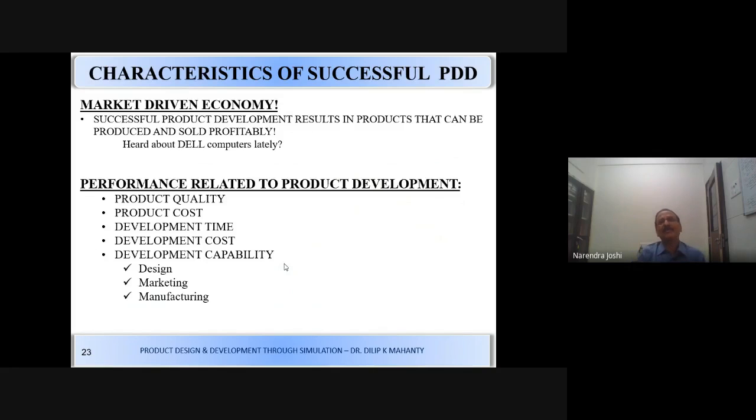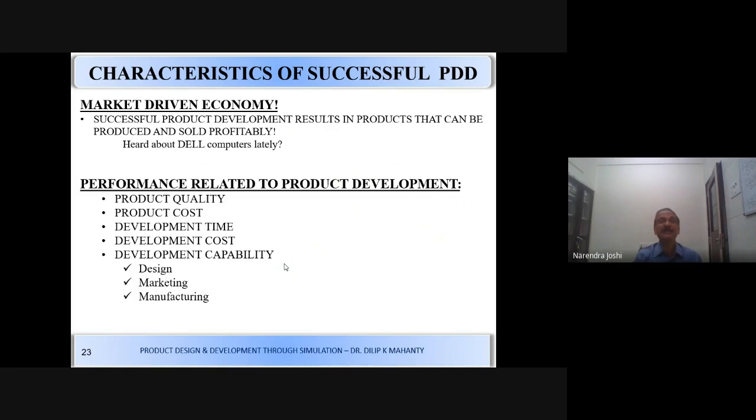Now, if I develop, what is a successful product design? Market-driven economy. Today's world is market-driven. Successful product development results in products that can be produced and sold profitably. Heard about Dell companies lately? How do I get into the market and keep myself there all the time? By bringing good products which will be satisfying and fulfilling the requirement of the customer.